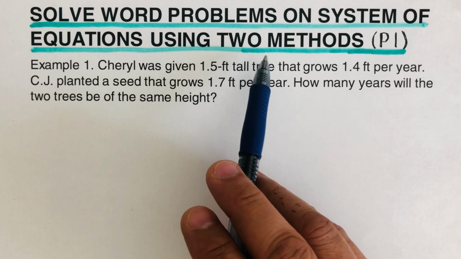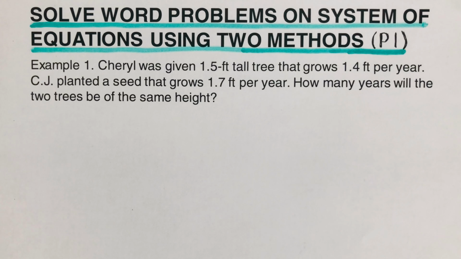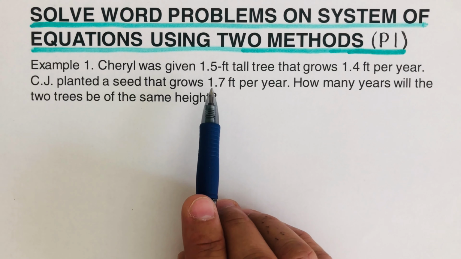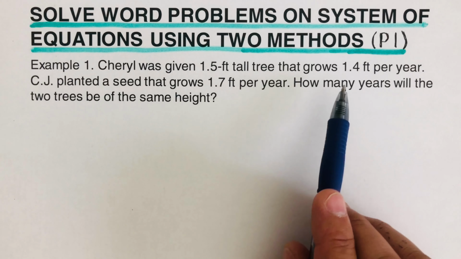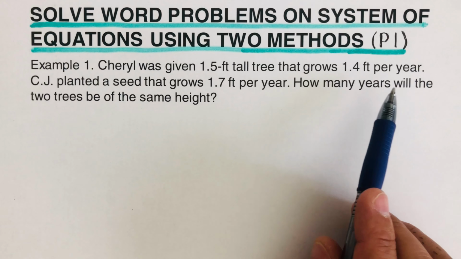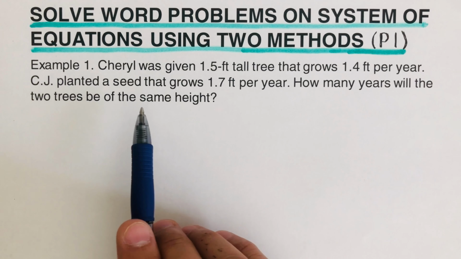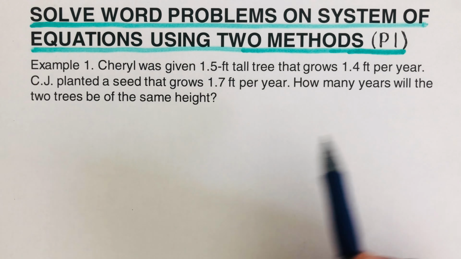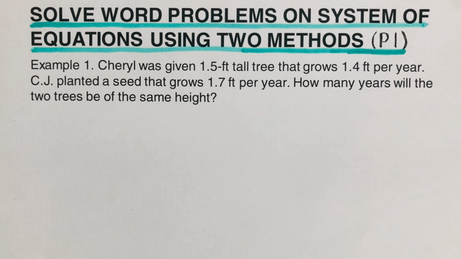So the two methods that we're going to be working on today would be the tabular method, or making use of tables, and the equal values method. Let's take this first example right here. Cheryl was given a 1.5 feet tall tree that grows 1.4 feet per year, and CJ planted a seed that grows 1.7 feet per year. How many years will it take the two trees to be of the same height?